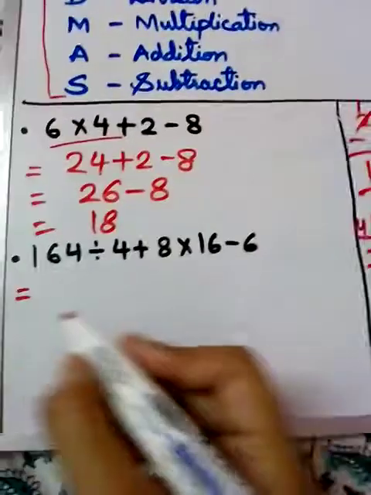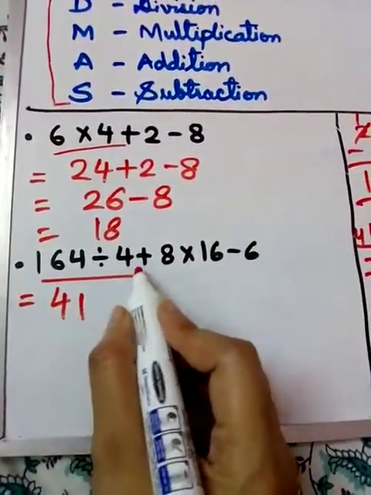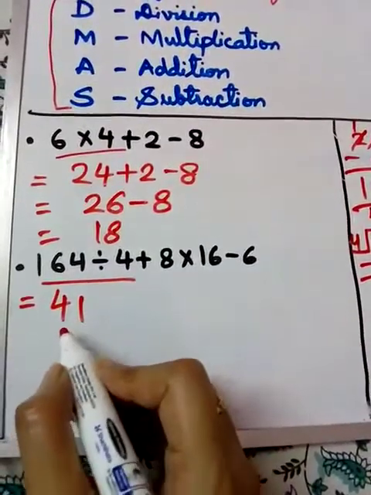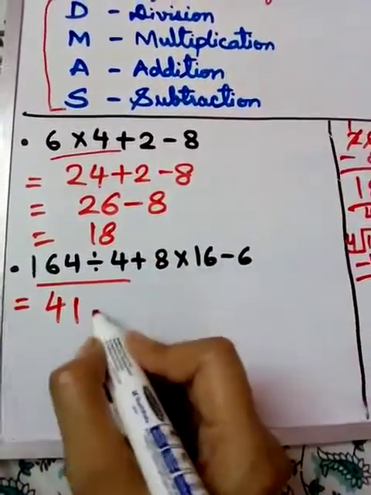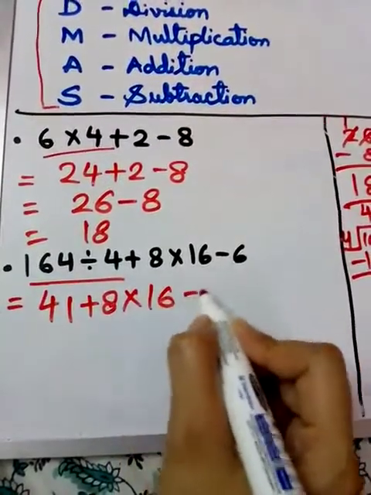That is the quotient. So in the place of 164 divided by 4, we will write the quotient, that is 41. The rest of the things will be written the same as it is.